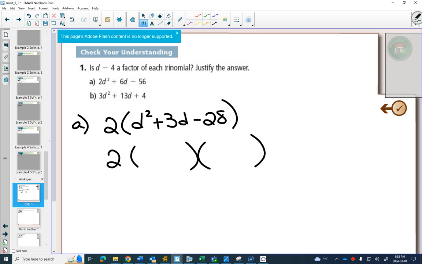And then, since there's a 2 in common, and I need to factor the rest of this, the only way to get d squared would be d and d. And 28 times table. What two things multiply to 28? 7 and 4, 14 and 2, 28 and 1. Now, of those ones, I need my outside and my inside to make 3. So I'm going to go with 7 and 4, because 7d minus 4d would be 3d. So I would need my 7d to be positive and my minus 4d. So if you factored it completely, is d minus 4 a factor? Yes.